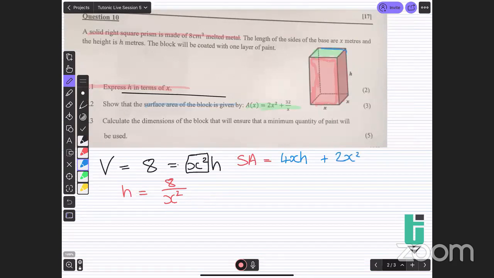Because the green is just x and x. So if you've got two of them, it's 2x squared. Great. Are we done? No. What's next? Sub in the h from the value. Okay. And what is that going to do?